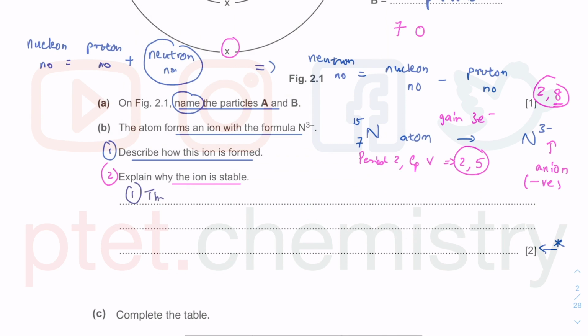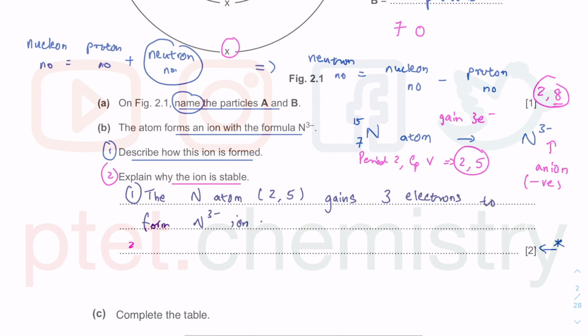So the nitrogen atom, basically this one with a 2,5 electronic configuration, gains 3 electrons to form N3 minus anion, or just N3 minus ions.